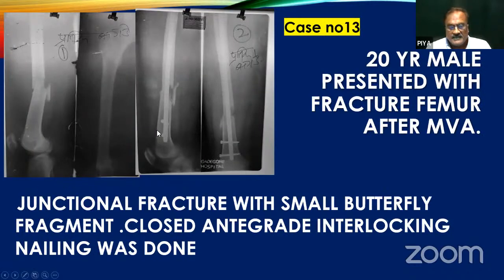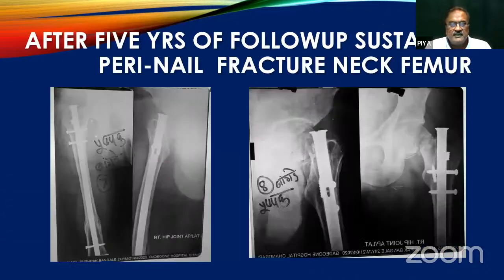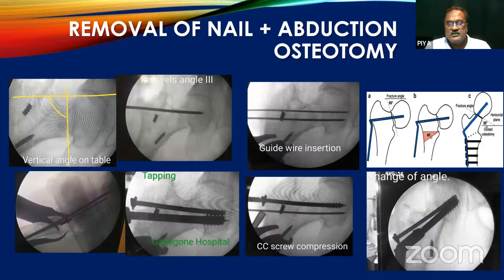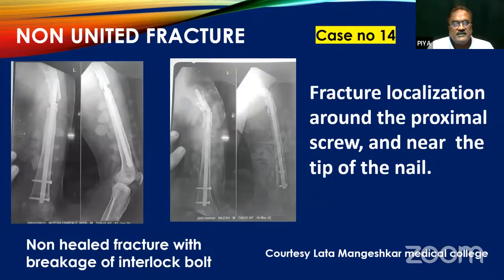This is a fracture treated by a nail, and this was non-united, ultimately treated by exchange nail, and the fracture united. And after 5 years of follow-up, this patient got a fracture neck of the femur. So this is the removal of the nail and abduction osteotomy. And after 2 years of follow-up, the fracture has completely healed. But if the fracture has not healed in the shaft of the femur, then the treatment becomes most complicated in such a situation. Another example you can see here, this is a non-united fracture, and the bone as well as the nail has broken through the interlocking screw away from a non-united fragment.